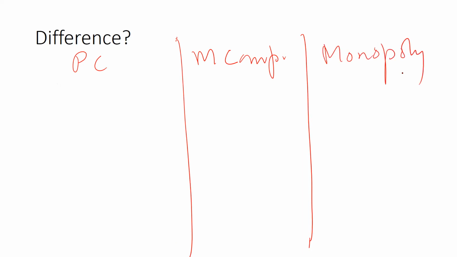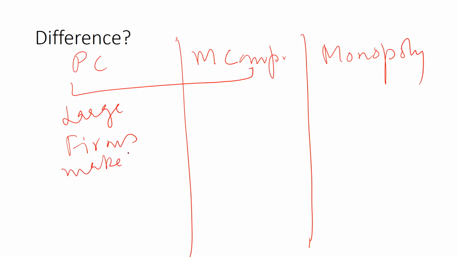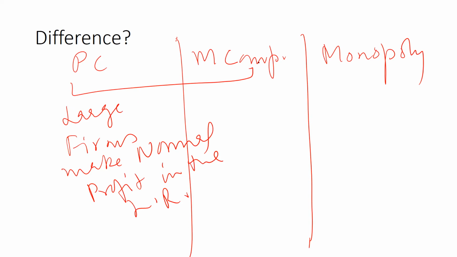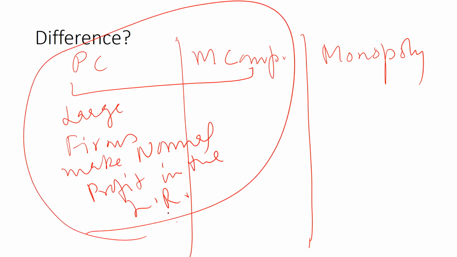Normally the comparisons and the similarities. So what is the similarity between perfect competition and monopolistic competition? We did see that there are a large number of firms. Also, both the market structures, firms make only normal profits in the long run. Remember this, in the long run. So in both these market structures, the firms make only normal profits.